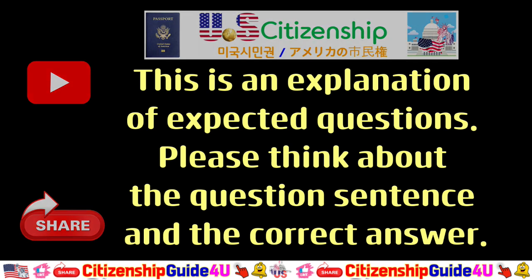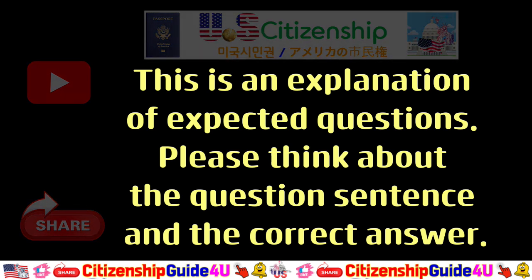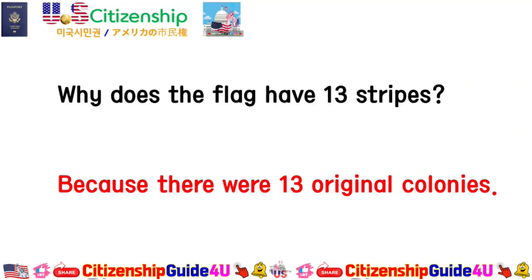The flag of the United States has 13 stripes to represent the original 13 colonies that declared independence from British rule and formed the foundation of the new nation. Why does the flag have 13 stripes? Because there were 13 original colonies.